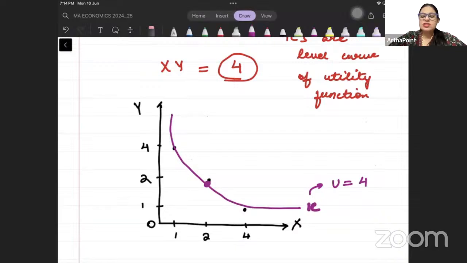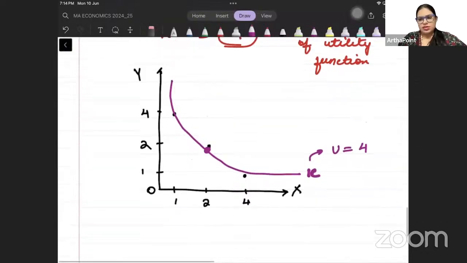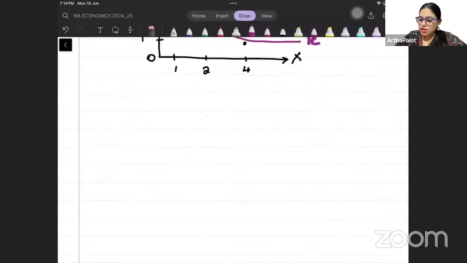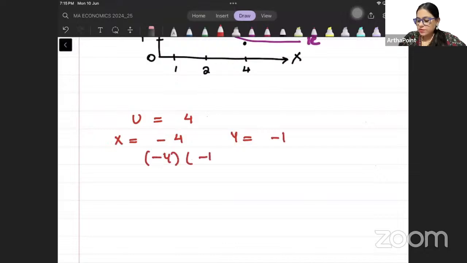The important concept is that while plotting an indifference curve, we are going from a 3D diagram to a 2D diagram. Now, there is one more thing that we want to understand here. I can get a utility level of 4 even when I take x as -4 and y as -1. Arey, -4 into -1 is also 4 only, na? Why am I not taking that?